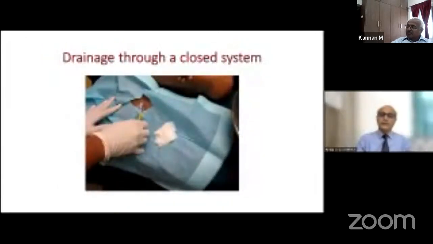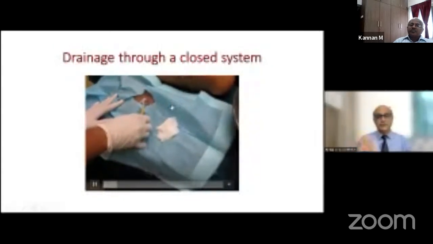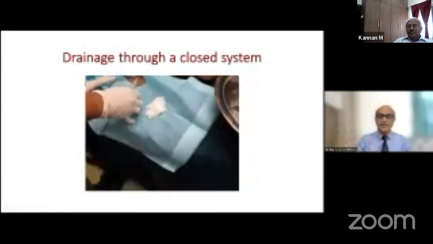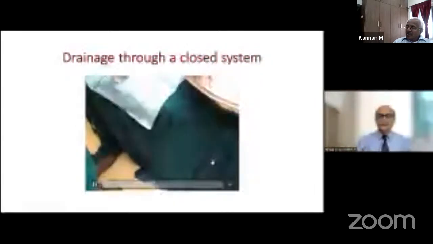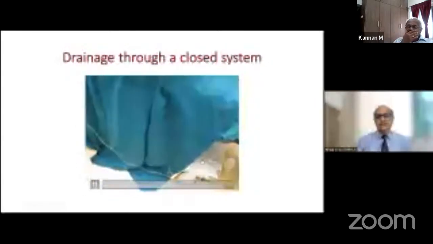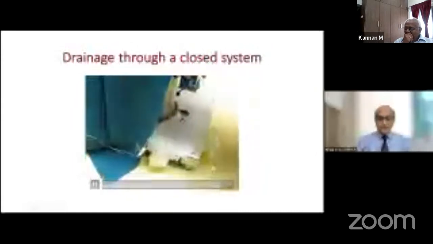So what we opted was, we just put in a small cannula with the help of an ultrasound because we could see only CSF there, no brain tissue. And we drained all the fluid which was there in that occipito-encephalocele.